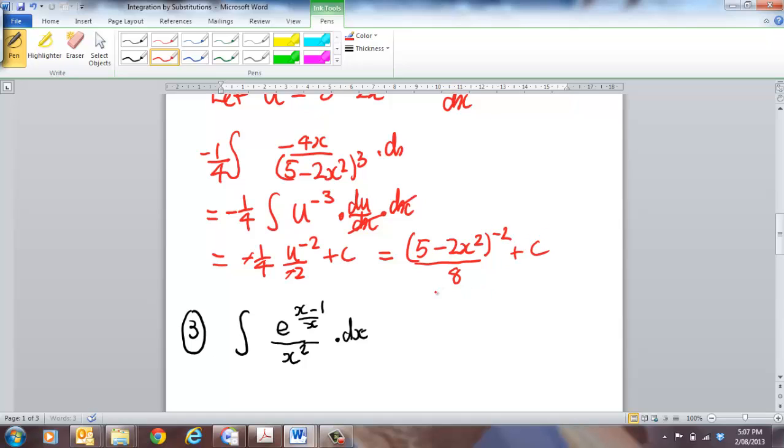Now you could bring that down if you wanted one more step. So you can say it's equal to 1 over 8, 5 take 2x squared, squared. Alright, and then plus the c value. You can't forget the c value there. Alright, so that's a second example.